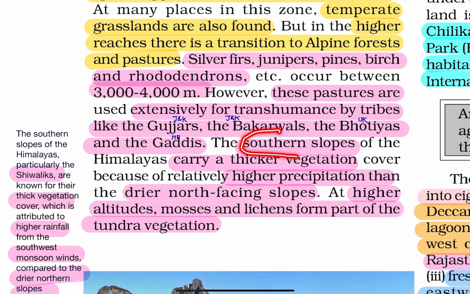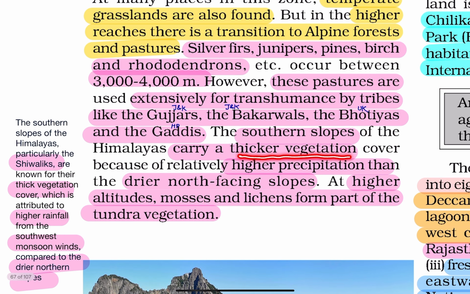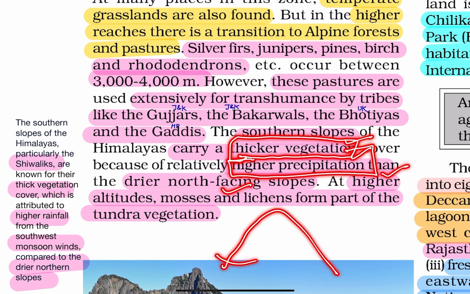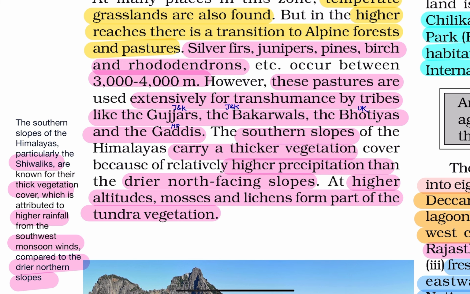The southern slopes of the Himalayas. I have already explained what the southern slope is. It carries a thicker vegetation. This is important: in the southern slope we have a thicker vegetation cover. Why? Because it gets relatively higher precipitation than the drier north-facing Himalayas, because the Himalayas trap the moisture in this part. That's why the southern slope has thicker vegetation compared to the northern part. UPSC can give a statement-wise question, that the southern slope of the Himalayas has relatively less vegetation than the northern slope.